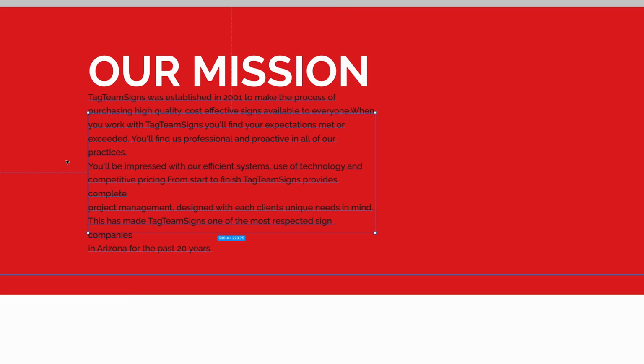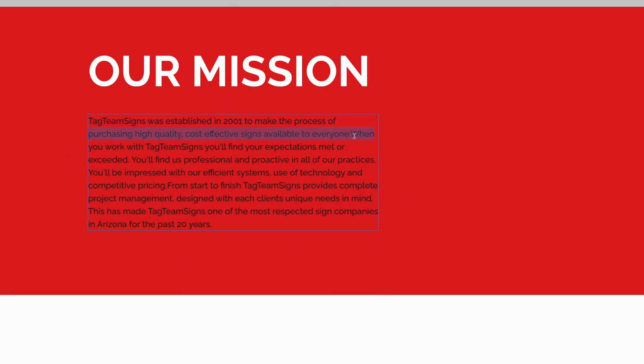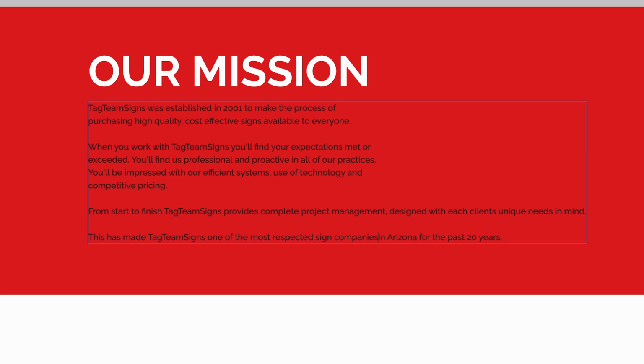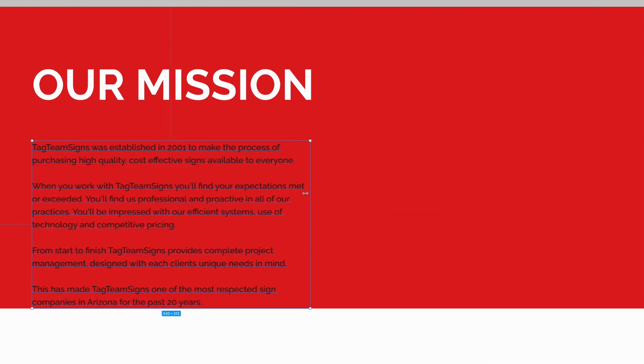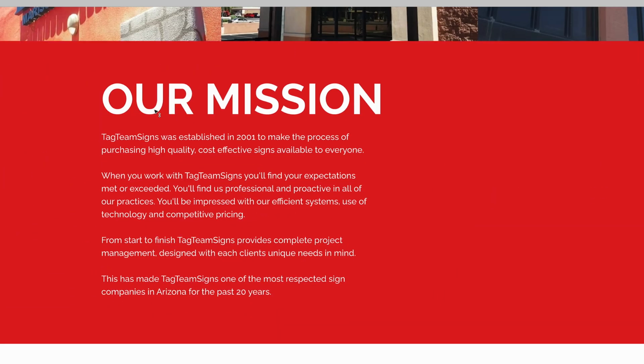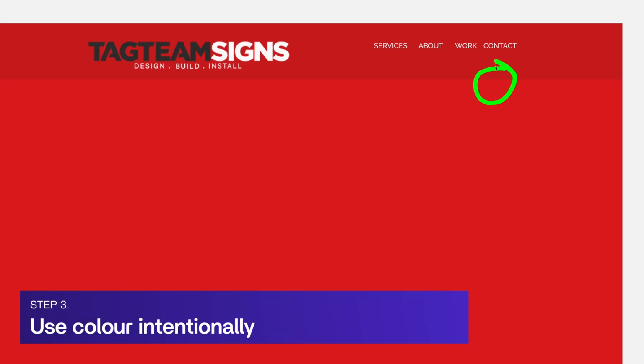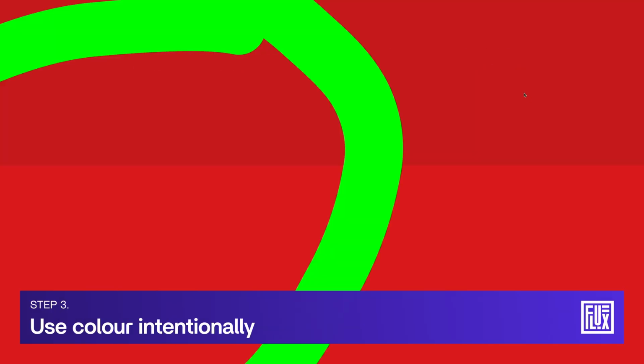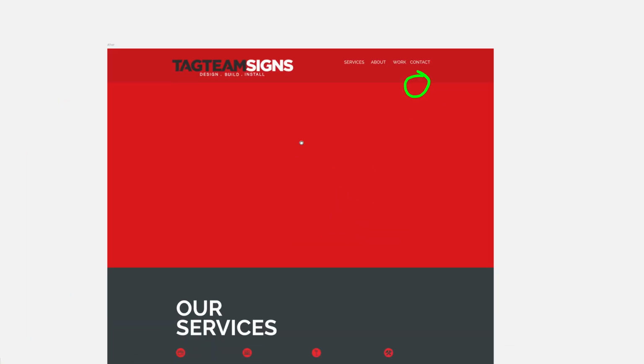Some further tidying up of the typesetting, adding in paragraph breaks, making sure the line spacing and the line length are correct will help this be a lot more readable. Thirdly, we want to make sure we're using colour intentionally. We have a slightly darker red here to show that this is the navigation bar.